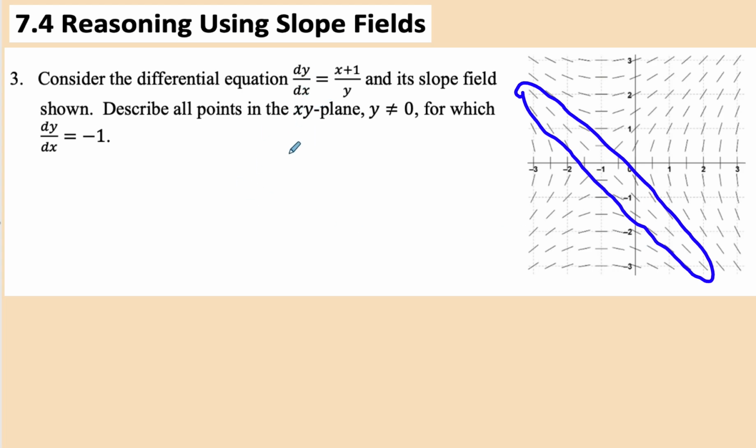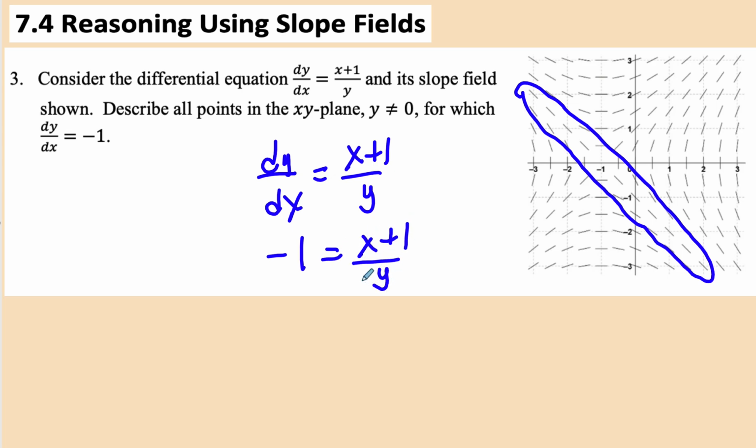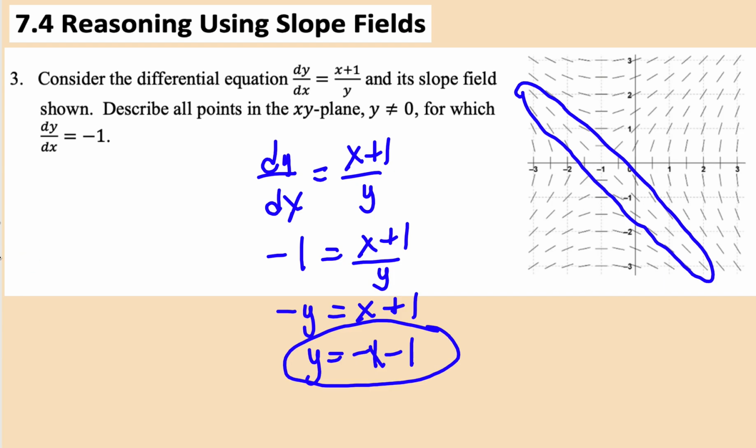We can. We can take the differential equation, which is dy dx equal to (x plus 1) over y. And we know that this part is -1. And then we're going to multiply both sides by y. So this is negative y is equal to x plus 1. And then I'm going to multiply everything through by -1. So y equals negative x minus 1. And that series of points looks like this. So all the points that have a slope of -1 are located right here. These are where all the points are located.